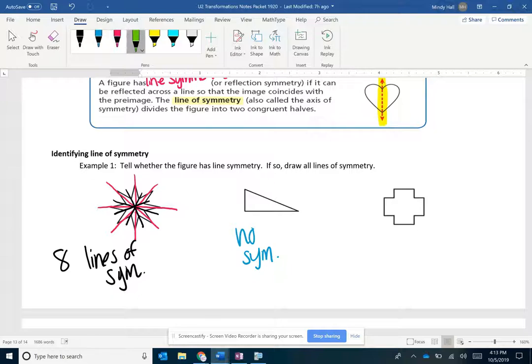And then with this little plus sign, looking at it, you can pretty easily tell that it has that vertical symmetry and horizontal symmetry. And then you just kind of have to guess and see if it can be cut diagonally. So looking at this one, I would say that that is close enough that it is symmetrical on both sides. So then this one has 4 lines of symmetry.